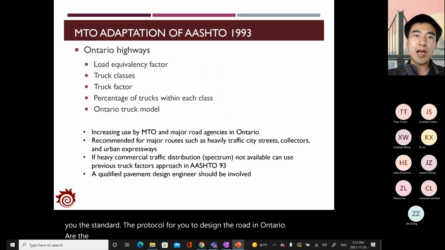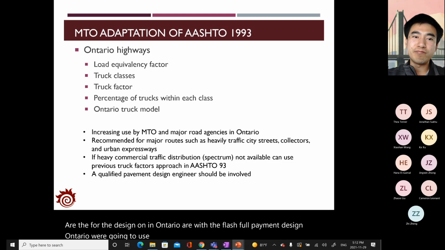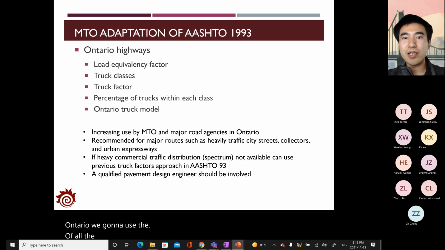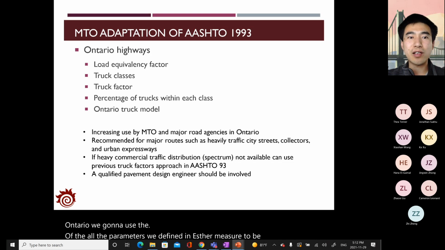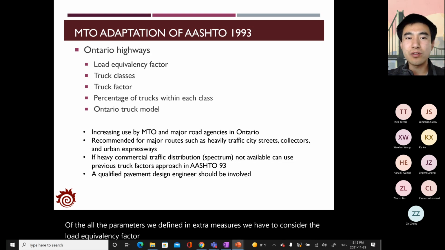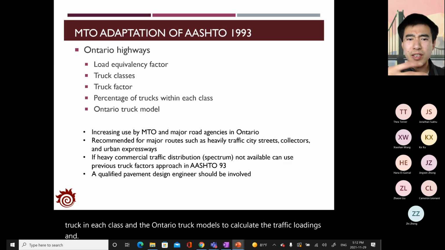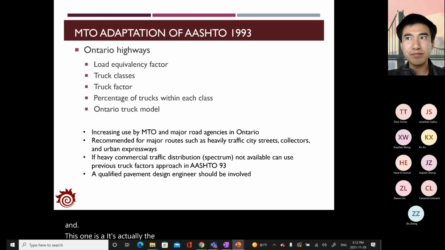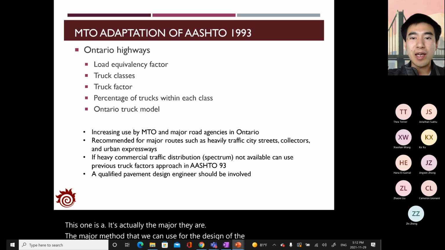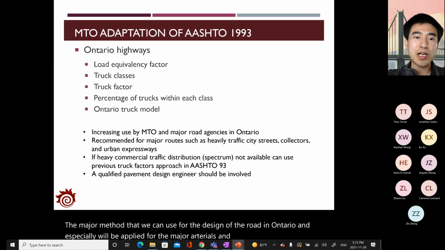For flexible pavement design in Ontario, we're going to use all the parameters we defined in the AASHTO method. We have to consider the load equivalency factor, the truck class, the truck factor, the percentage of the trucks in each class, and the Ontario truck models to calculate the traffic loadings. And this is the major method that we're going to use for the design of roads in Ontario, and especially will be applied for the major arterials and the highways in Ontario.